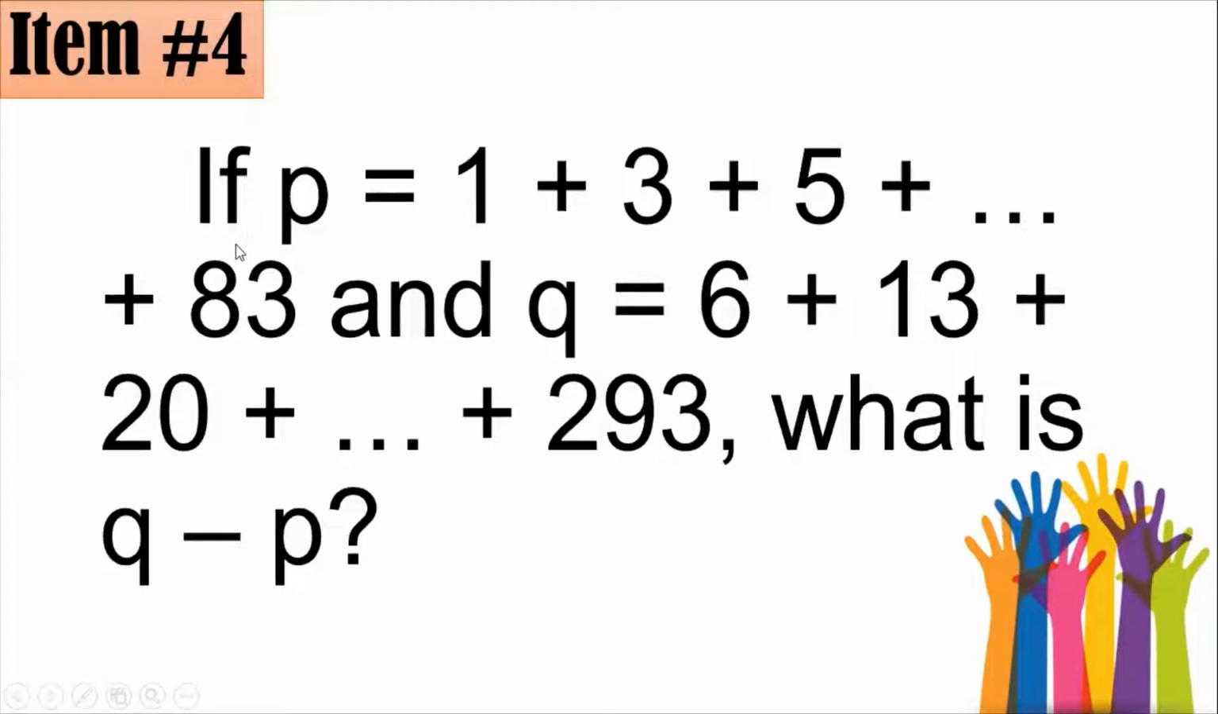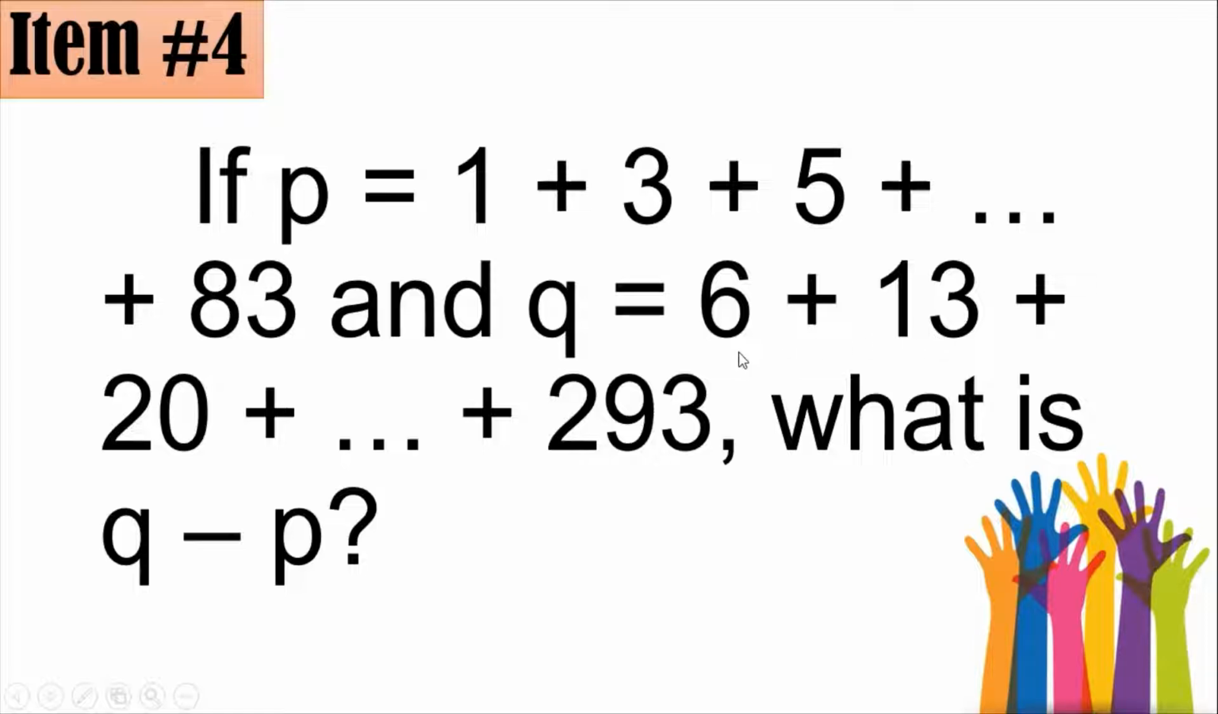Problem number 4. If P equals 1 plus 3 plus 5 all the way until 83, and Q is equal to the sum of 6, 13, 20, all the way until 293, what is Q minus P? So we could see here that P is a sum of the odd natural numbers from 1 until 83, whereas Q is the sum of the terms of an arithmetic sequence with first term 6 and a common difference 7.